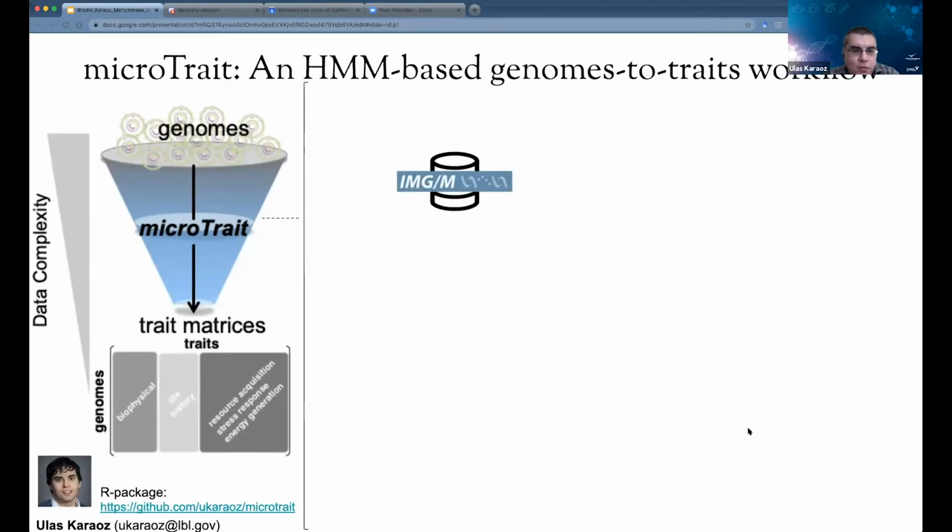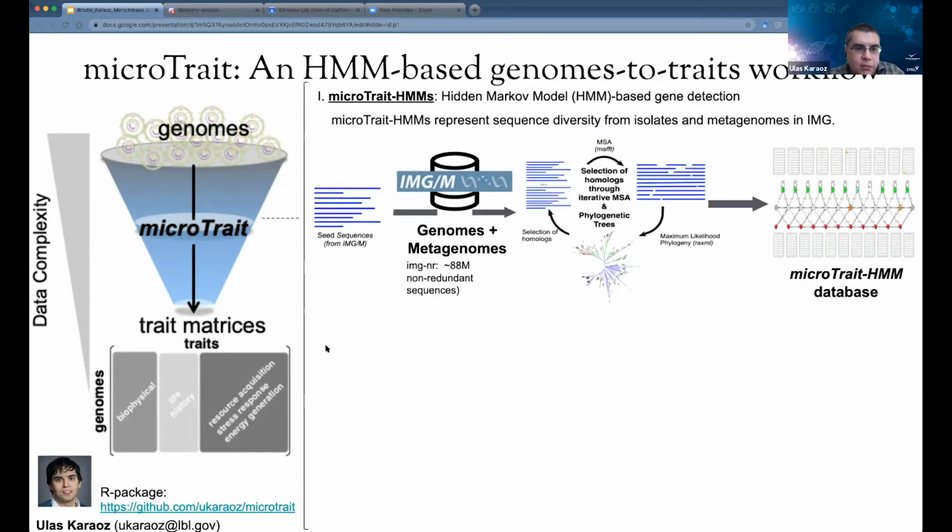So once we can represent the genome in terms of these traits, we can use the parameters that you just saw. So we need to do this for hundreds, for thousands of genomes. So we need a way to digest those genomes and transform them into what we call trait matrices in terms of these traits. So for this, we use a model-based approach where we start with IMG, the genomes and metagenomes in IMG.